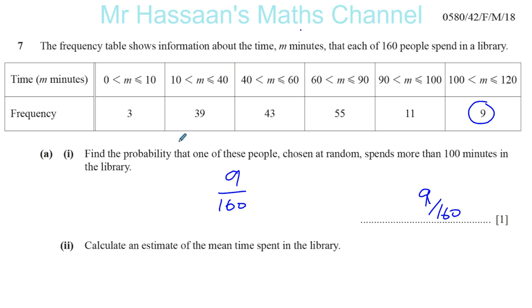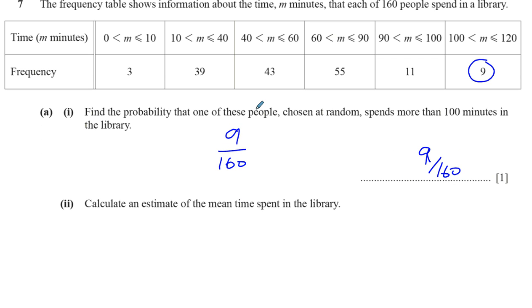Part 2 says calculate an estimate of the mean time spent in the library. As I mentioned in other videos, it's called an estimate of the mean time because we cannot find the mean; we don't know the data to add together. The mean is when you have all the data, you add all the data items together, get the total sum, then divide by how many items there were. Now we know that there are 160 people, so we know to divide by 160.